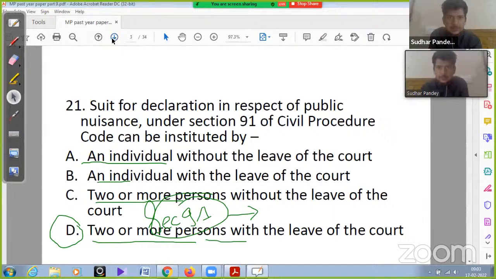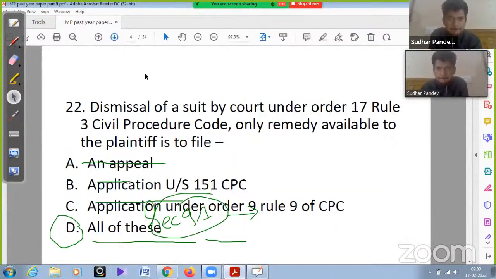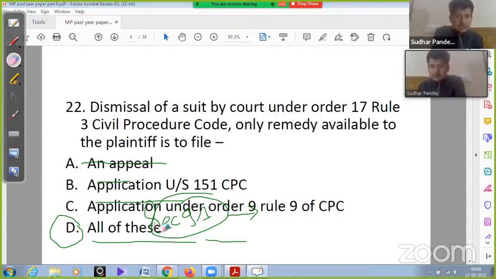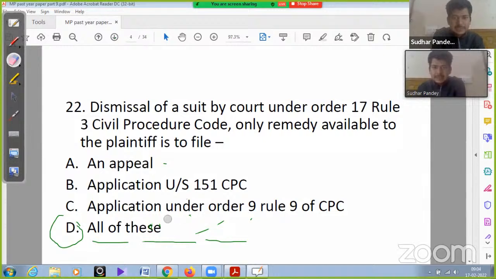Question number 22 is simply stating dismissal of a suit by a court under order 17 rule 3 of CPC. The only remedy available to the plaintiff is A, file an appeal, B, application under section 151 of CPC, C, application under order 9 rule 9 of CPC, and D, all of these. So which of the following remedy is available to the person? The first remedy they are talking about is an appeal. Second remedy, application under section 151 of CPC. Third remedy is application under order 9 rule 9 of CPC, and D is stating all of these.